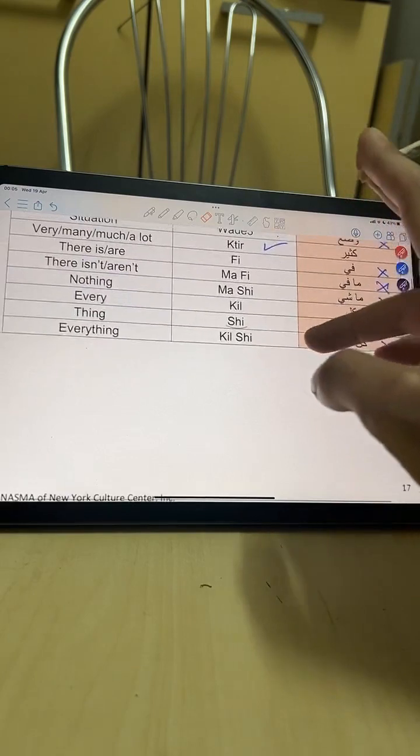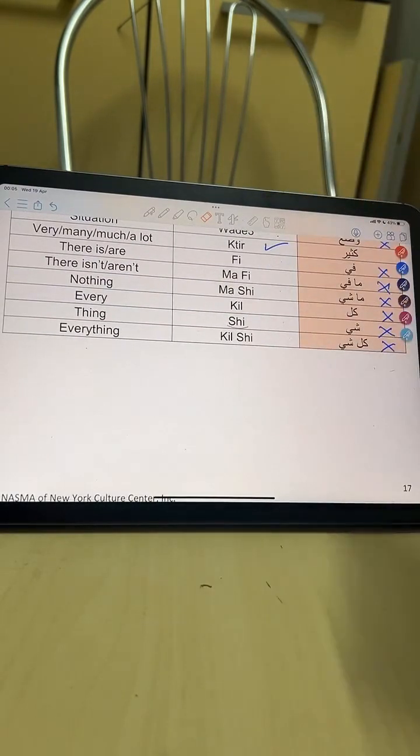Now, the thing I wanted to explain, this is it. It's very interesting. If you say there is, you say fi. There is not is basically mafi. What is ma? Ma is no. It's the negation in Lebanese Arabic. And we have another word for negation, it's mish. Depending on the region, you will say either ma or mish, or sometimes you can use them both in the same sentence, but at different times. So fi, there is. Mafi, there is not. Shi means something. Kilshi, all things.